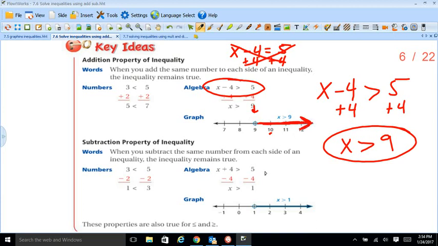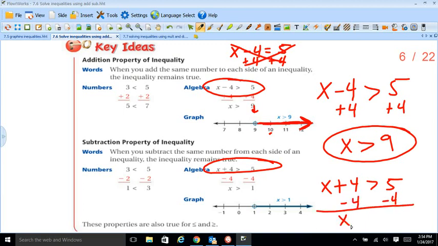This next example, we would do exactly the same thing we would do with equations. This time it's with an inequality. We want x by itself, so subtract 4 from both sides. And we end up with x is greater than 1. Again, open circle because we don't have the or equal to part. Circle on the 1, shading towards the 4.